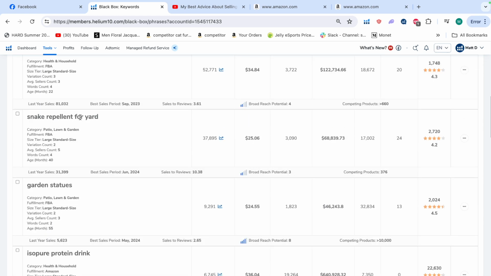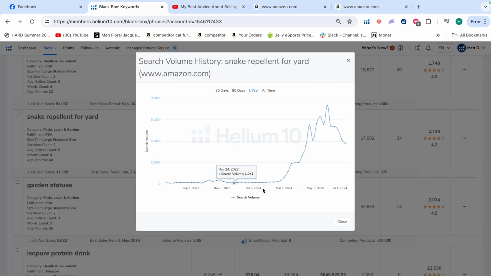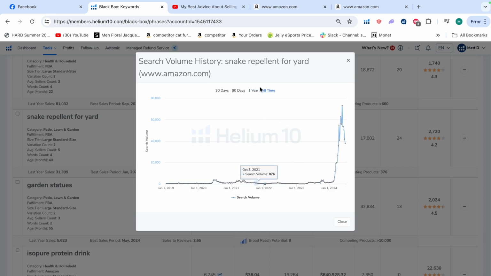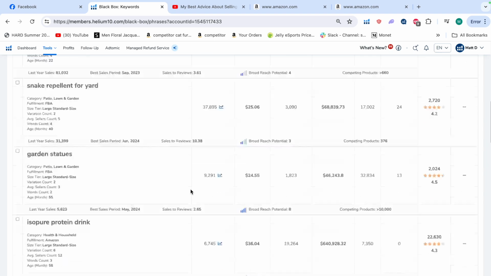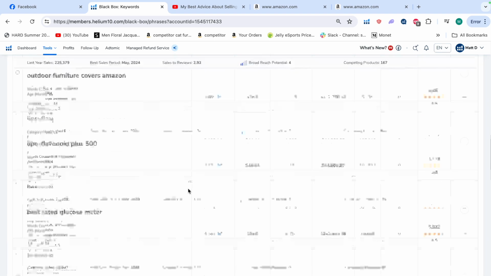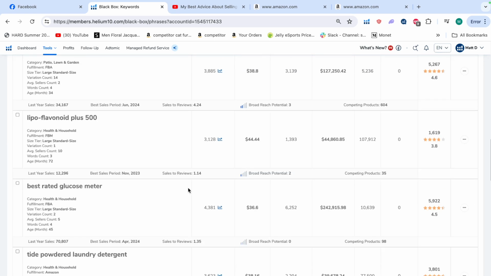Snake repellent for yard. That is very specific. I assume this is incredibly seasonal. Yep. The thing about gardening is some of these products are incredibly seasonal. You want to sell a product that maybe sells better for 8 months out of the year, but in those 4 months still sells decently. So you're not just reliant on 8 months of sales. That is definitely something that's very important to go by.